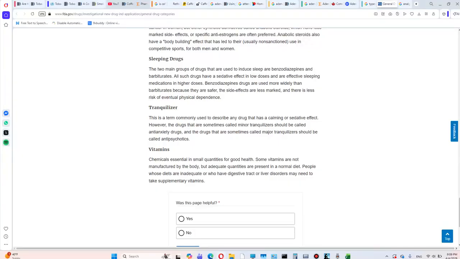Tranquilizer. This is a term commonly used to describe any drug that has a calming or sedative effect. However, the drugs that are sometimes called minor tranquilizers should be called anti-anxiety drugs, and the drugs that are sometimes called major tranquilizers should be called antipsychotics.